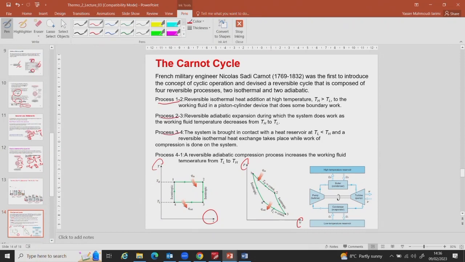Process 1 to 2 is a reversible and isothermal heat addition process. From 2 to 3, it's a reversible but adiabatic expansion. That's the second process. Third one is an isothermal heat rejection process. And step 4 to 1 is a reversible and adiabatic compression process.